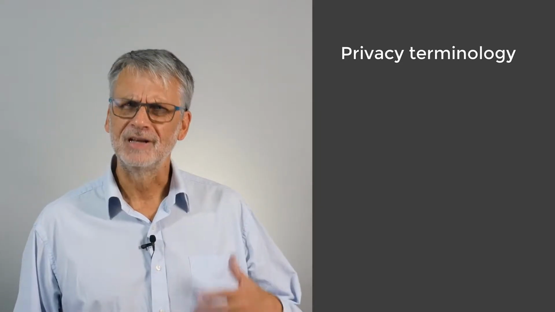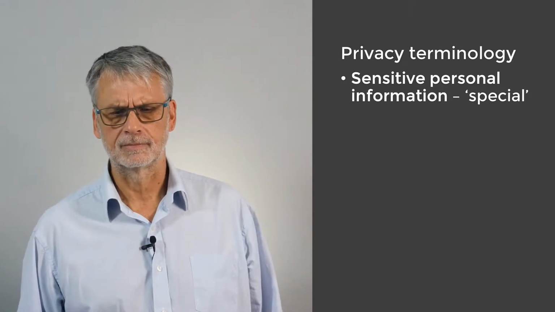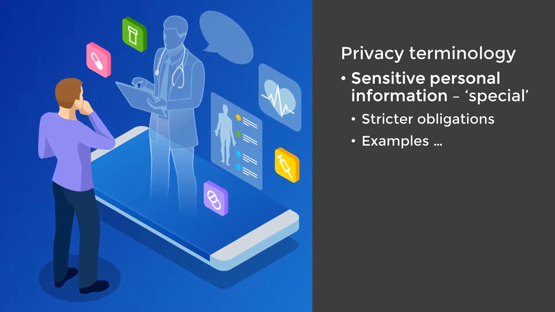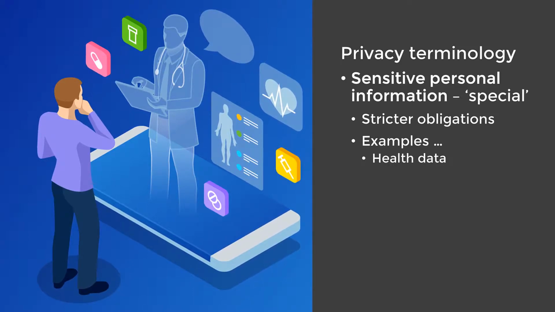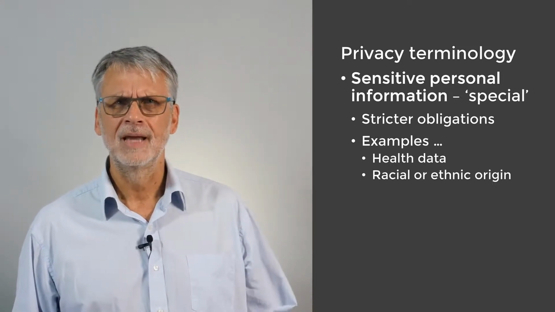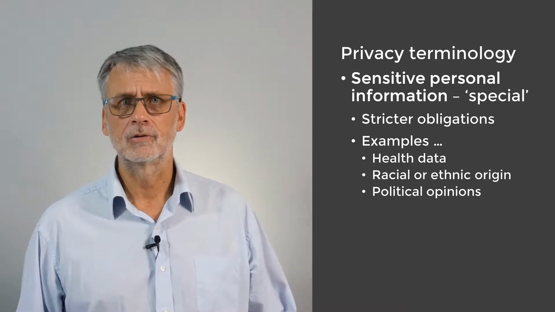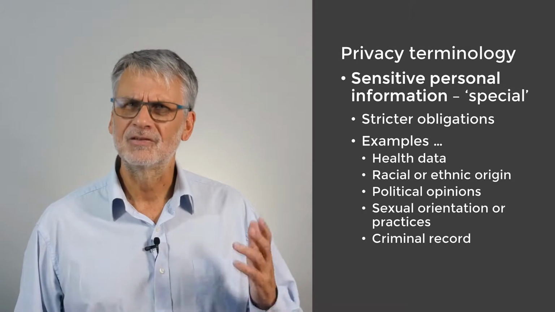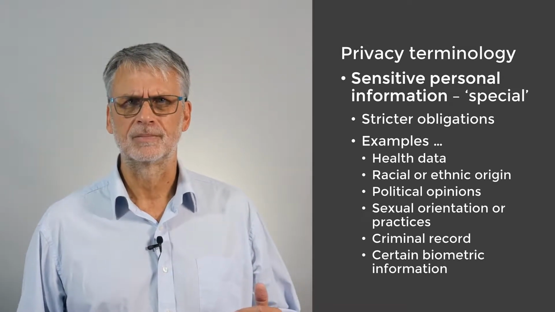Sensitive personal information is a special type of personal information. Stricter legal obligations apply. Examples include health data, racial or ethnic origin, political opinions, sexual orientation or practices, also criminal record and certain biometric information.